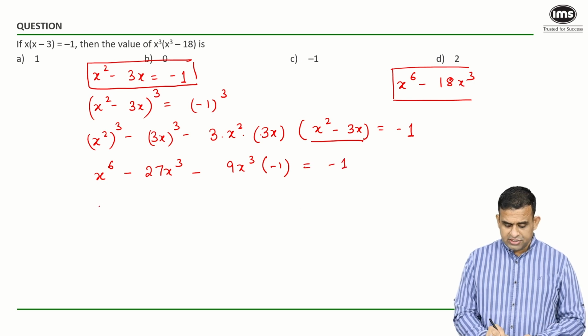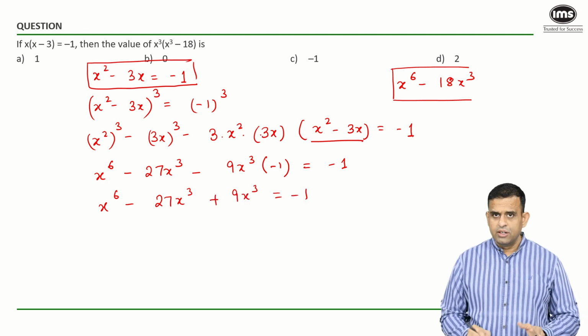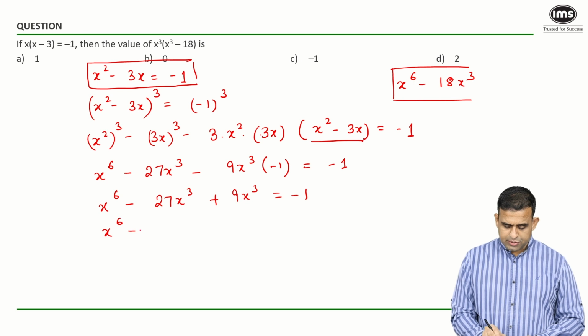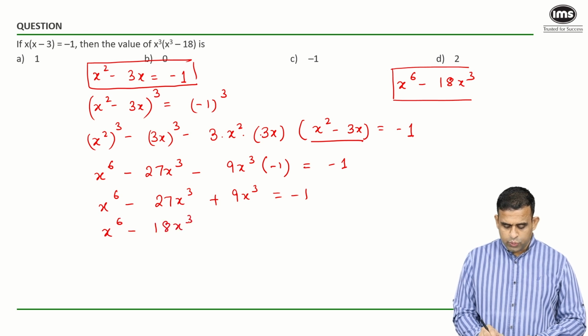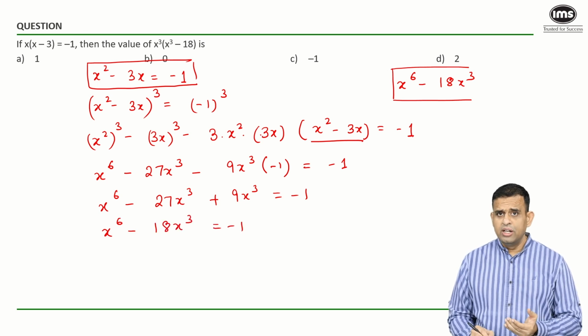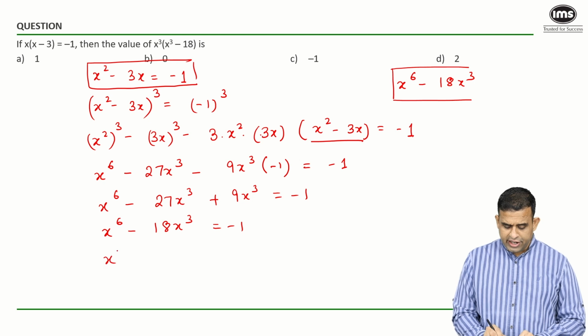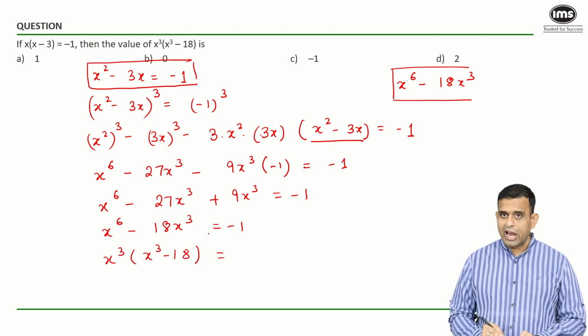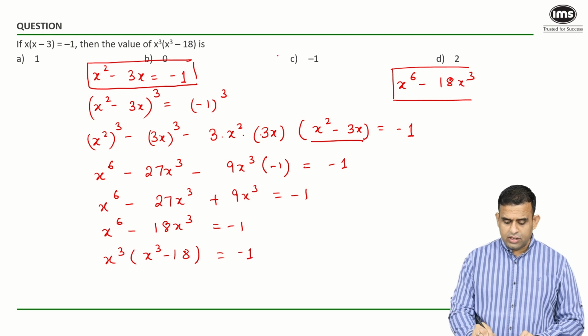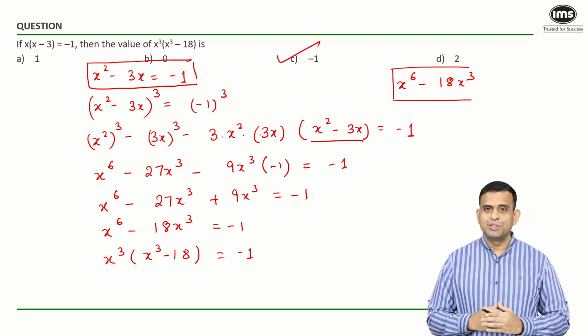If I simplify this, x power 6 minus 27x cube, this part becomes plus 9x cube, is equal to -1. So we get x power 6 minus 18x cube equal to -1. Take x cube common, we get x cube into x cube minus 18, which I am supposed to calculate, is equal to -1, and hence we can choose to mark option number 3 over here.